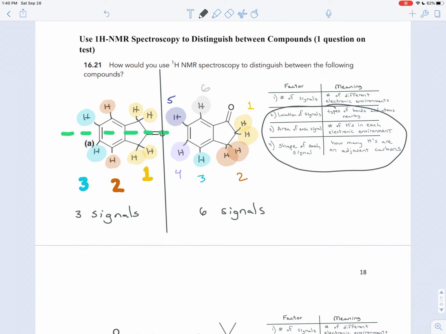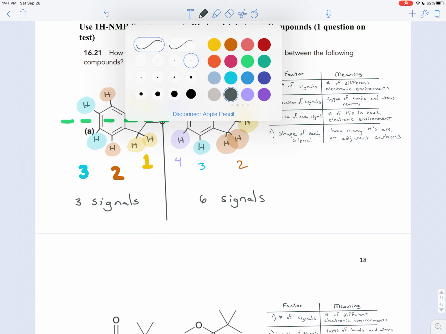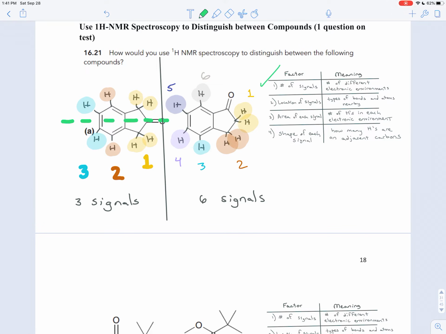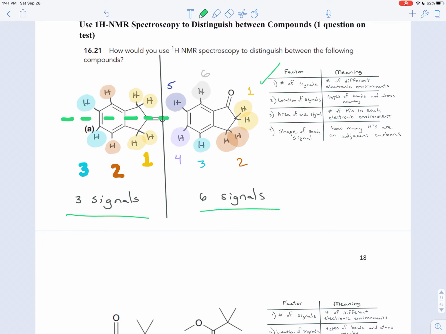So you don't even need to tell. I mean, they'll have different locations of the signals, different areas maybe, and different shapes depending on the splitting. But the truth is, you could just use the number of signals to tell these two apart, and that would be enough. So we found this first factor. We could just use the number of signals to tell those two apart. One of them would have 3, and the other would have 6.